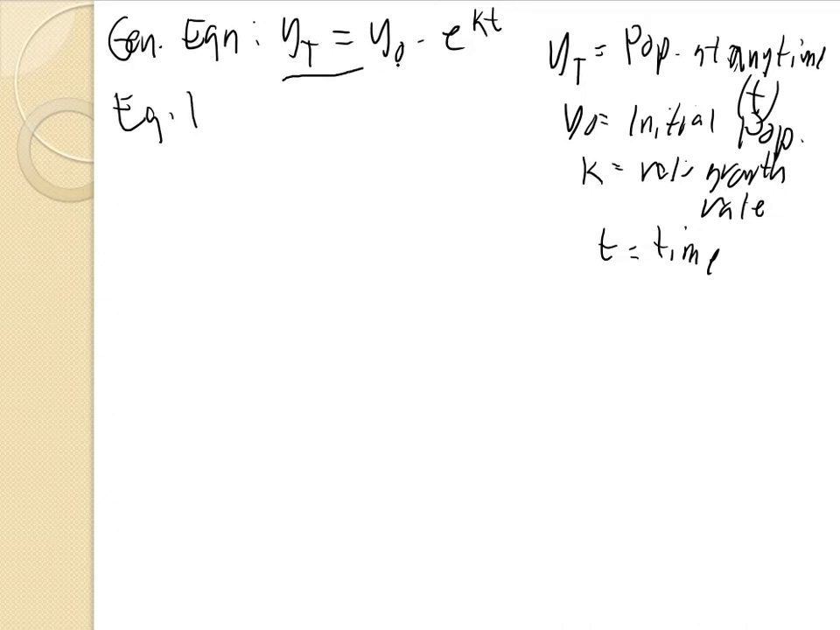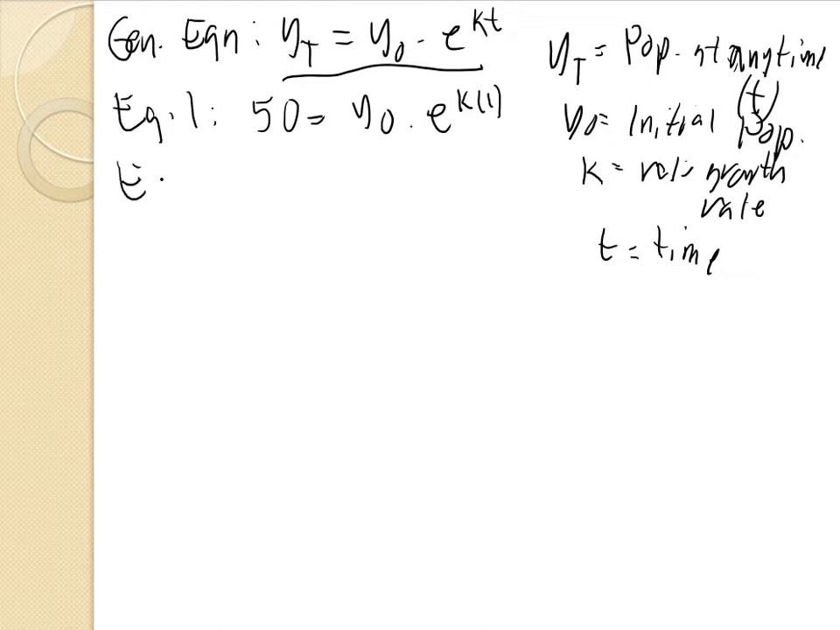So using our equation here, we have 50 after day 1. So yung y sub t niya is 50 equals y sub 0 times e^k, and yung kanyang time is after 1 day. Okay, that's equation number 1.